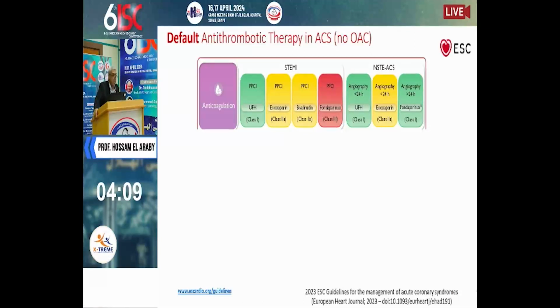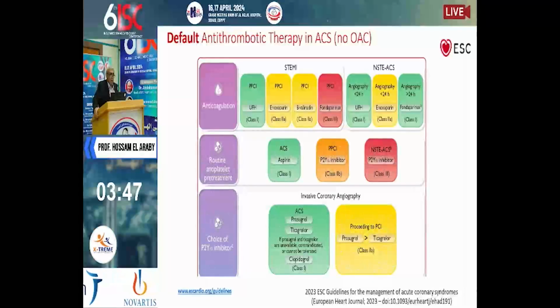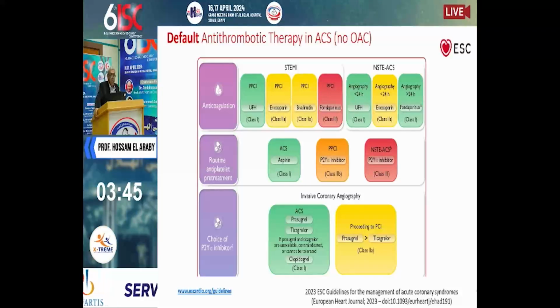In non-ST segment elevation myocardial infarction, unfractionated heparin is class 1, and if angiography is to be done in the first 24 hours, enoxaparin is class 2A and is switched to unfractionated heparin during the procedure, and if angiography is more than 24 hours, class 1 fondaparinux. Routine antiplatelet treatment with aspirin is recommended.